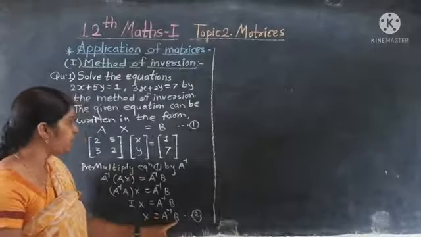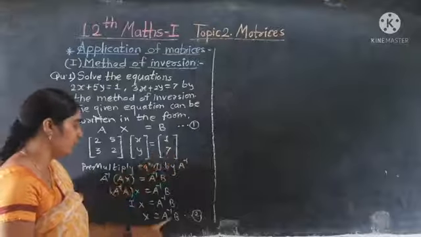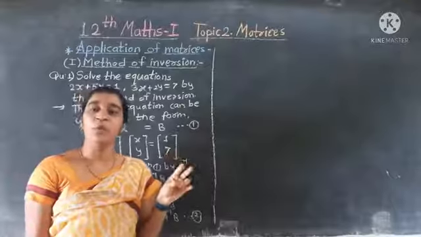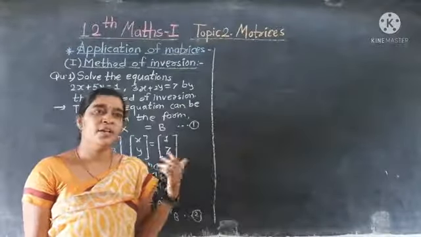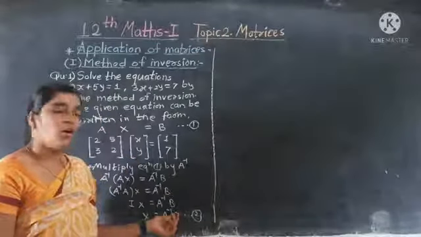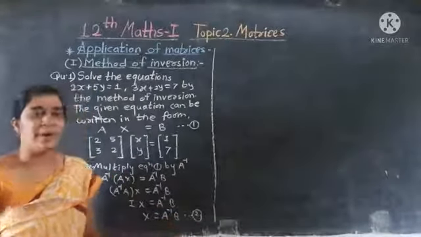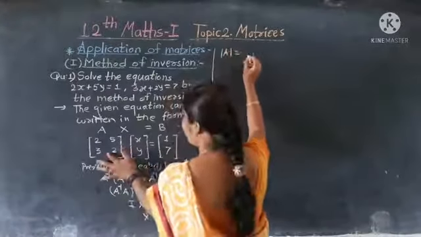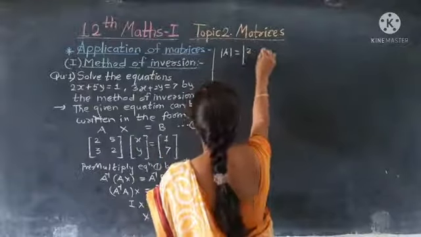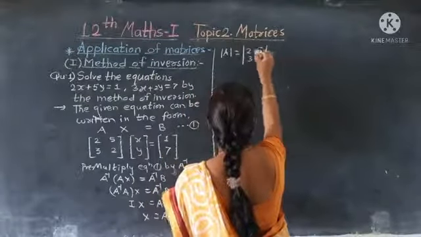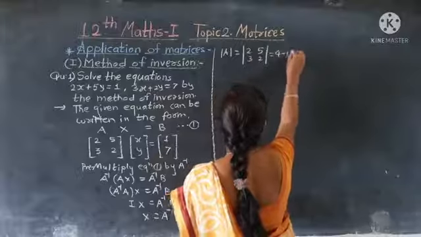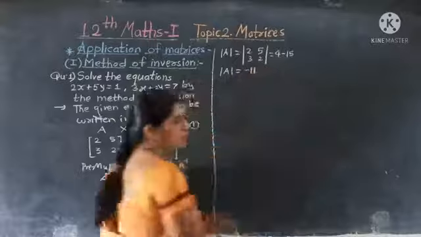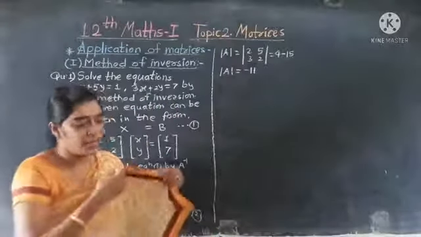We have to find X. B we have known. B is the matrix 1, 7. We find A inverse by any one of the two methods, either by row transformation or column transformation, or by the adjoint method. I will find it by the adjoint method. For this we find determinant A. Determinant A is 2, 5, 3, 2, which is equal to 2 into 2 is 4 minus 5 into 3 is 15. So we get determinant A as minus 11.